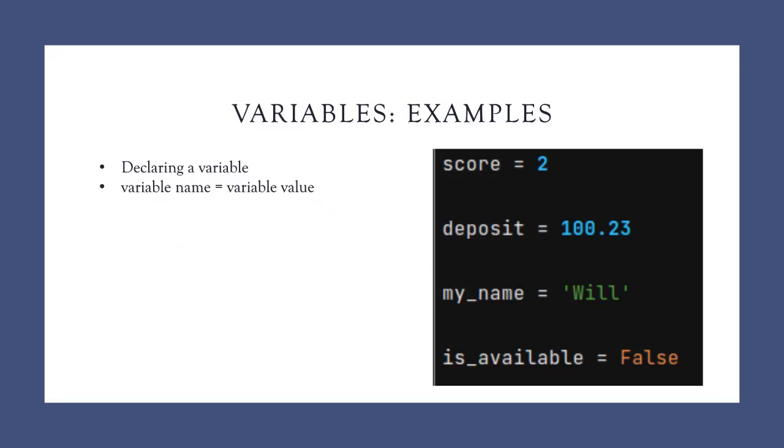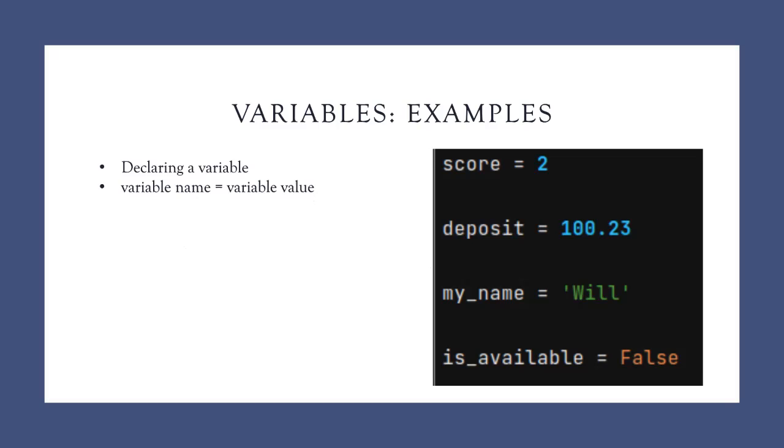So let's take a look at some examples of some variables in code. So the syntax for it is the variable name equals whatever the variable value is. So first we have score equals 2. So that's exactly what we just did on that previous slide with the box, right? We have score equals 2. Then we have deposit equals 100.23. This is a decimal or a float value in Python.